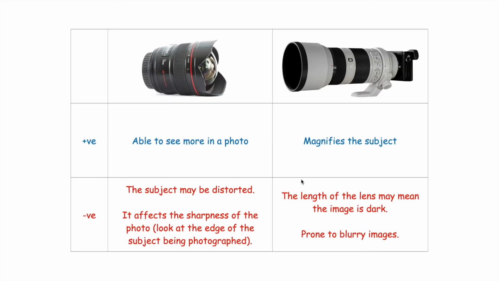So why would you use these? Obviously, as with everything with photography, there's positives and negatives, and you have to weigh up what you want from your photo and how best to get that outcome. So the ultra wide lens, this one, the positives are, as I said, it's got a wider field of view, so you're able to see more in a photo. However, because it's got this bulbous lens, and it's not a flat piece of glass, the subject may be distorted.